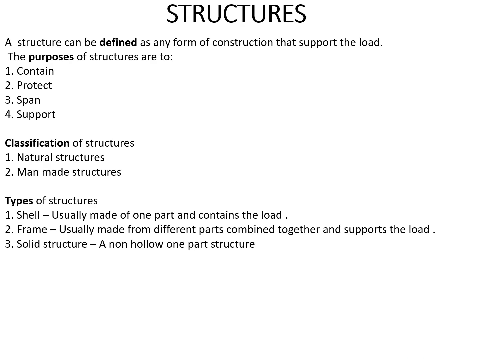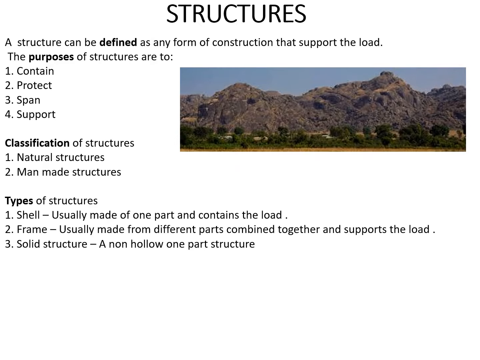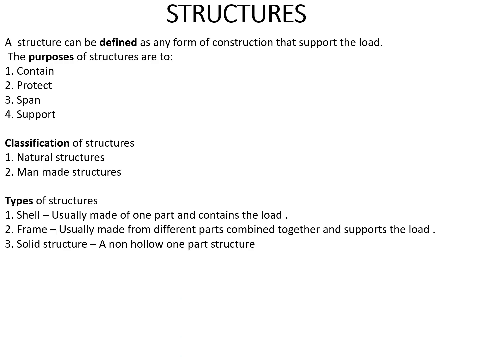Now we've got another structure called the solid structure. These are non-hollow, one-part structures. It's usually natural, and a simple example is a mountain. It's non-hollow, and it's a structure because what does it support? Plants that grow on the mountain, the trees and so forth. You can dig inside it, it's non-hollow. We therefore call it a solid structure.